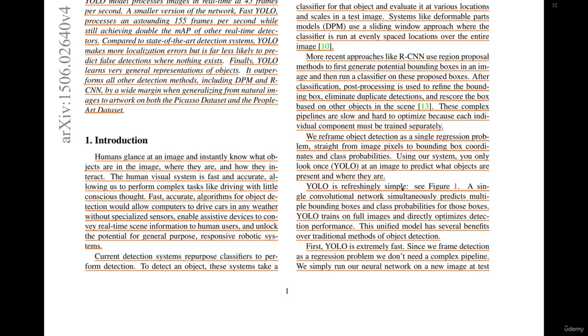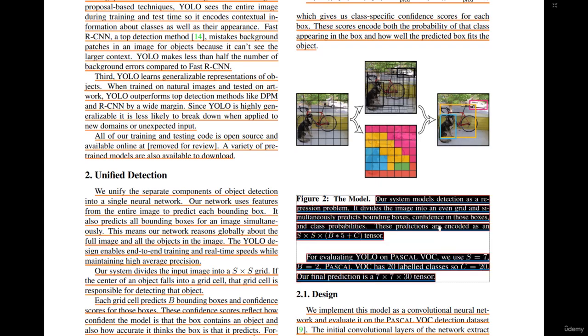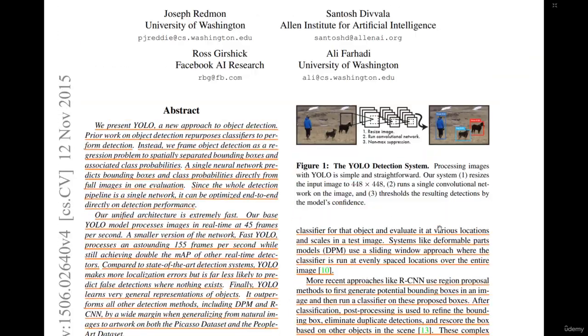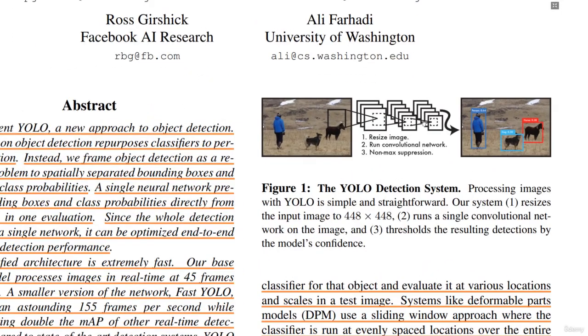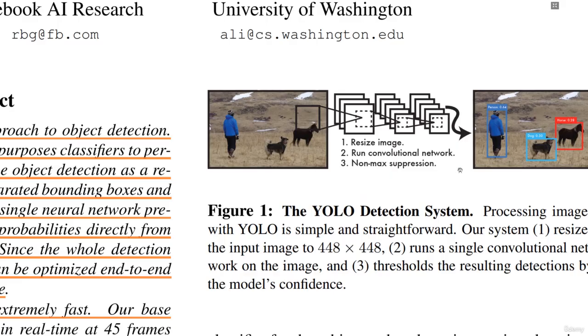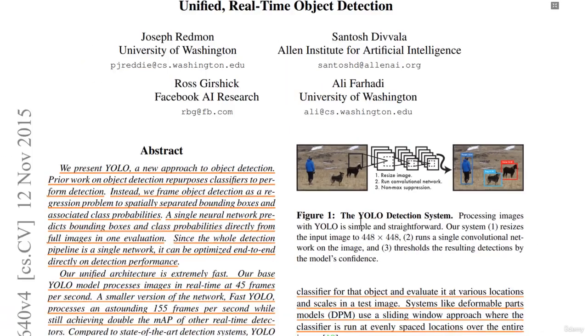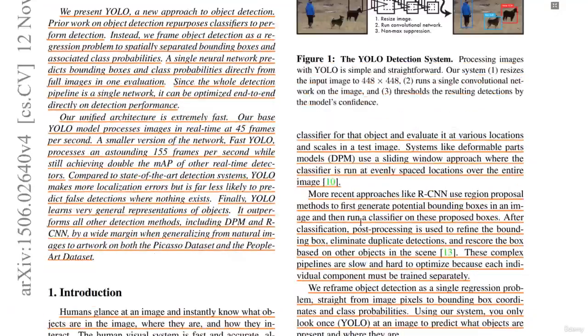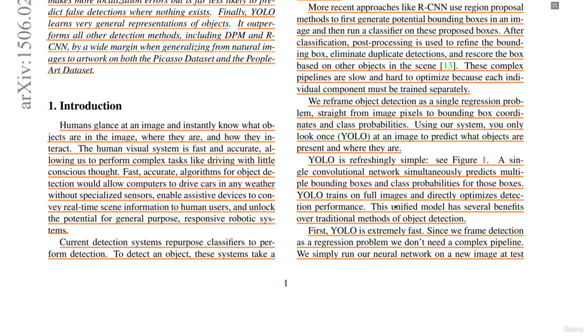Now, YOLO is refreshingly simple, as you could see in figure 1. So let's go to figure 1. Let's zoom in on this. As you could see right here, we resize the image. We run a convolutional network, and then non-max suppression to have this kind of output. Now we shall look at non-max suppression shortly. And then we could see that this unified model has several benefits over traditional methods of object detection.